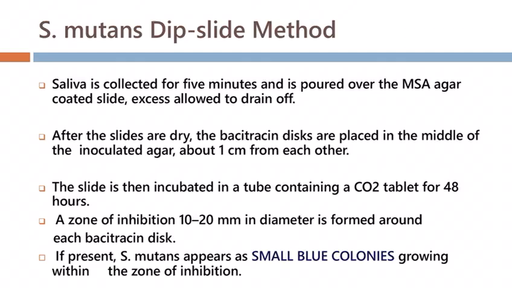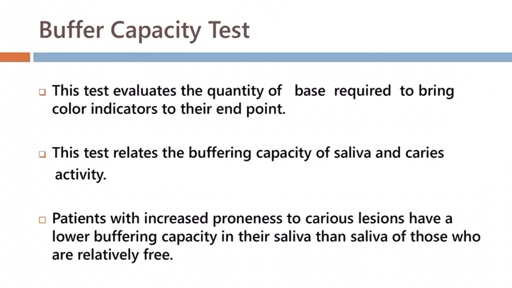Streptococcus mutans dip slide method. Here saliva is collected for 5 minutes and is poured over the MSA agar coated slides and the excess saliva is allowed to drain off. After the slides are dry, bacitracin discs are placed in the middle of the inoculated agar, about 1 centimeter from each other. The slide is then incubated in a tube containing a carbon dioxide tablet for 48 hours. A zone of inhibition 10 to 20 millimeters in diameter is formed around each bacitracin disc. If present, Streptococcus mutans appear as small blue colonies growing within the zone of inhibition.